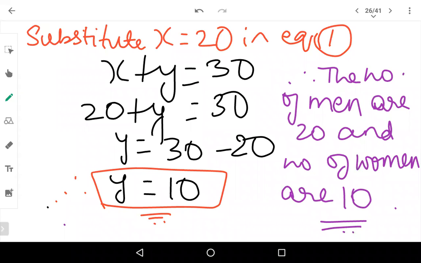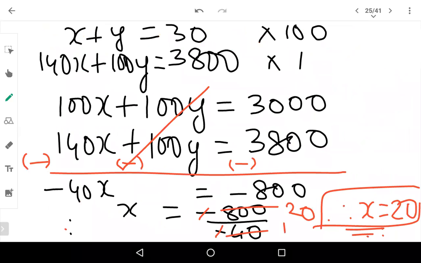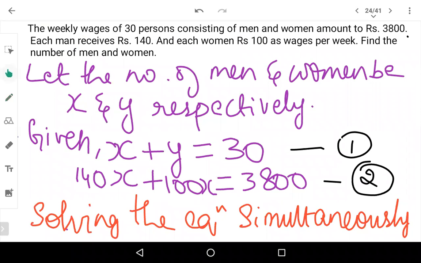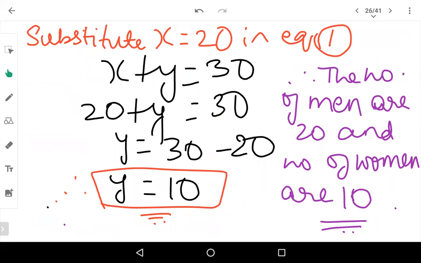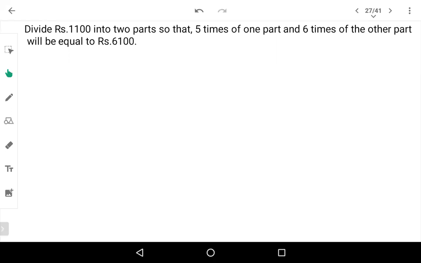Now, how do we know what to write in the conclusion? Go back to the first part of the problem, and you see here we have derived this, right? Let the number of men and women be x and y respectively. From the same derivation, you should give the answer or the conclusion at the end. So that will complete your problem. Everybody understood? Yes. Okay. So let's go to the next problem then.